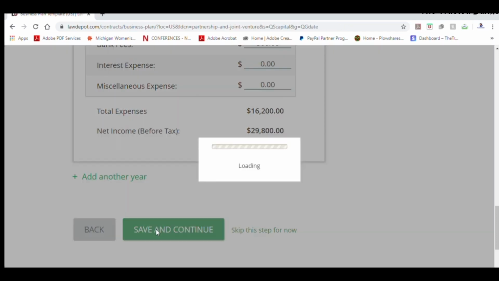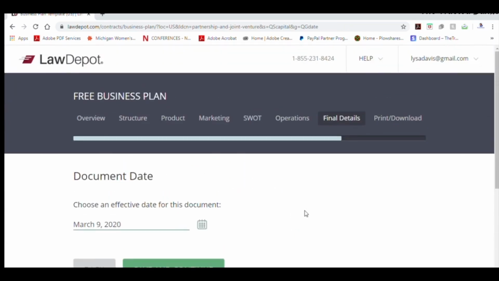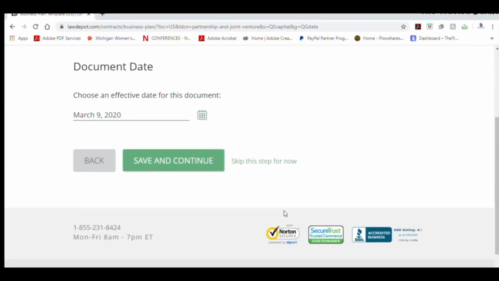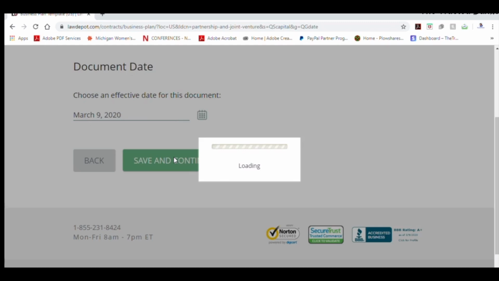So you've put all this information in, and now you can show this is why I feel confident that revenues are going to start here. But if market conditions remain steady, and everything that I've researched shows that it's going to move it forward, this is how I'm going to increase the generation of income moving forward year after year after year. So choose an effective date for this document. We can say March 9th, save and continue.